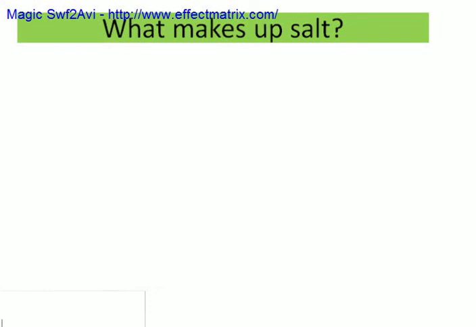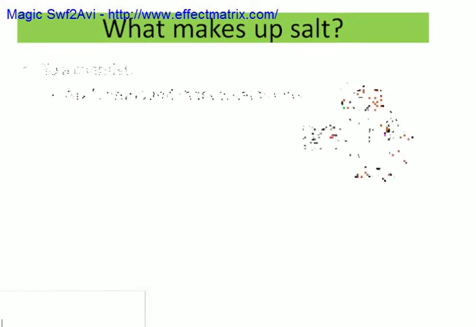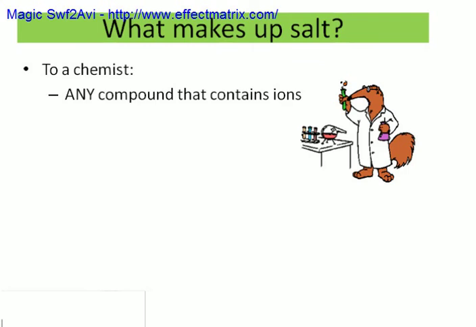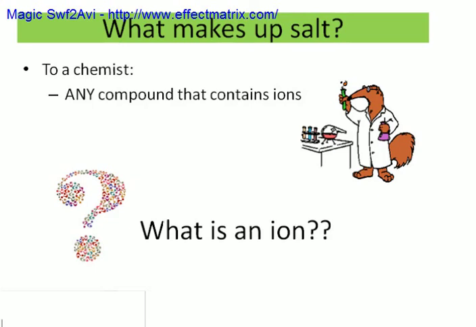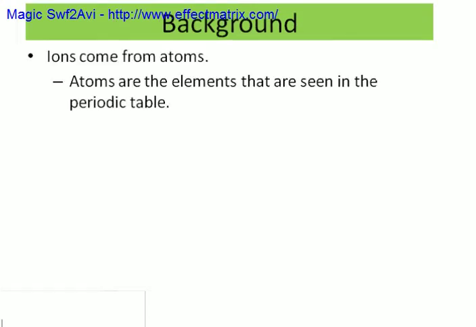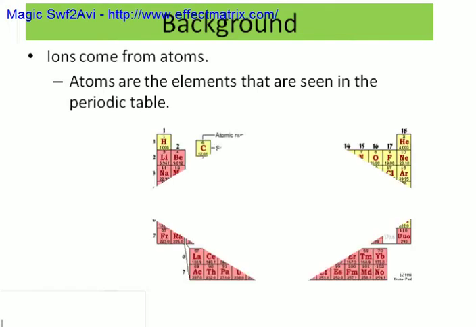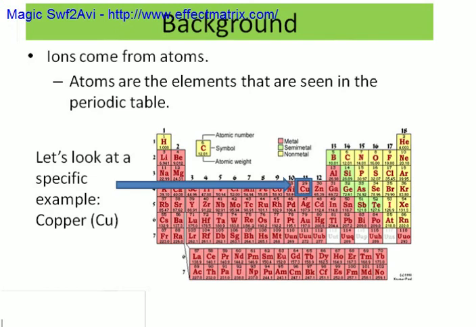What makes up a salt? To a chemist, a salt is any compound that contains ions. So, the question arises, what is an ion? Ions come from atoms. Atoms are elements that are seen on the periodic table, which is shown on the slide.